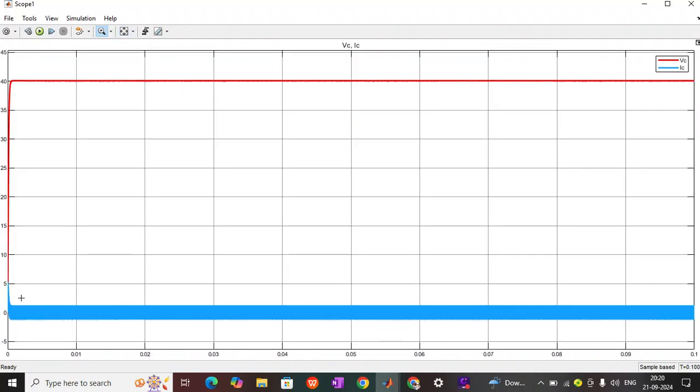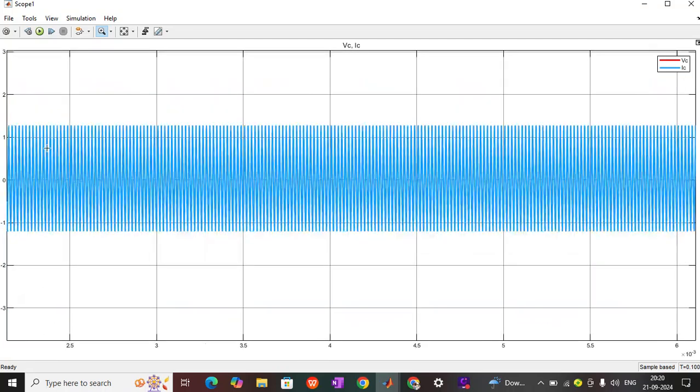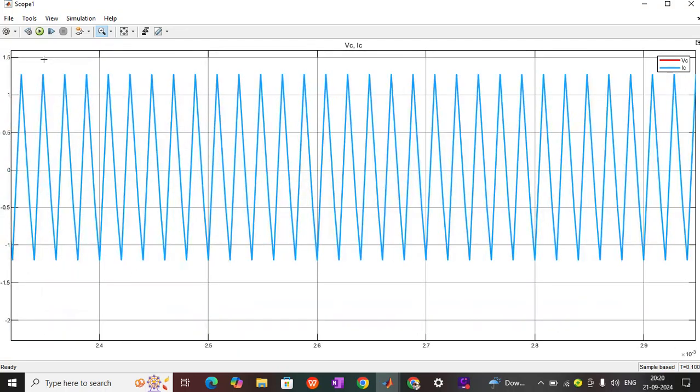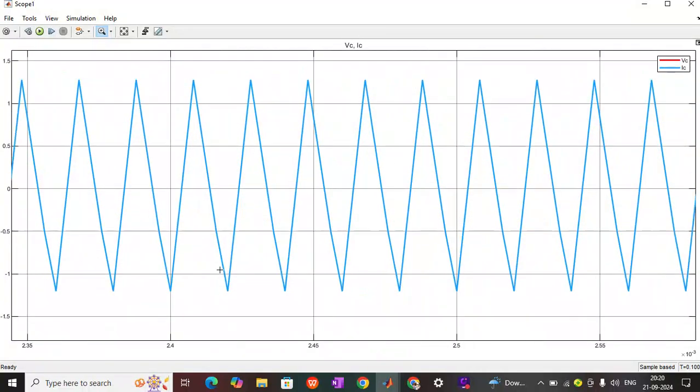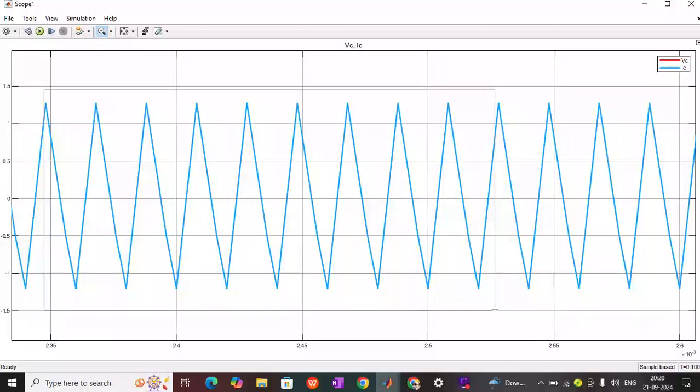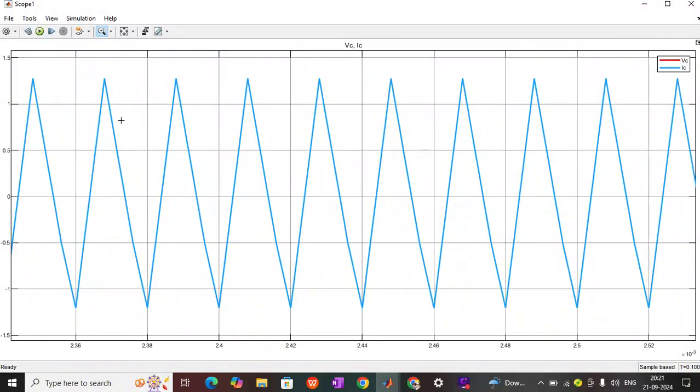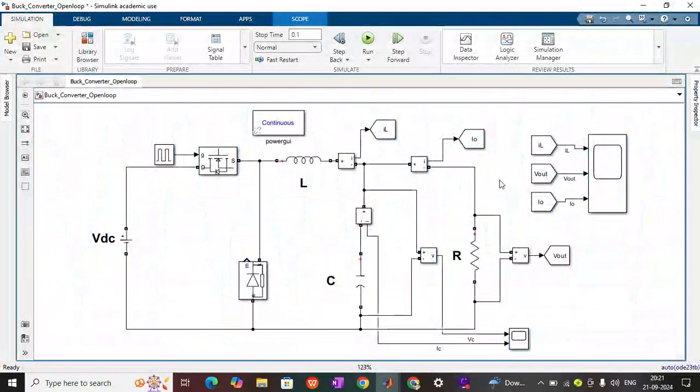What is the nature of the current IC? Whatever you know, the same kind of waveform will come. The same thing I have shown you: it is increasing and then decreasing, increasing, decreasing. So the same thing we have learned is there. Now, with the load connected, what I am going to do is remove the load and see what effect it causes. So I am removing the load. Now I am very much interested to know the waveform of VC and IC, right? So I will simulate it.